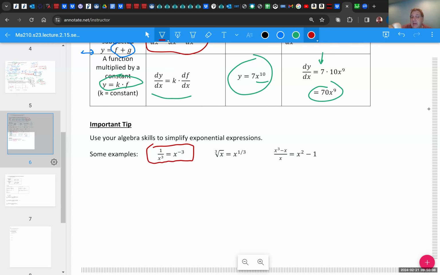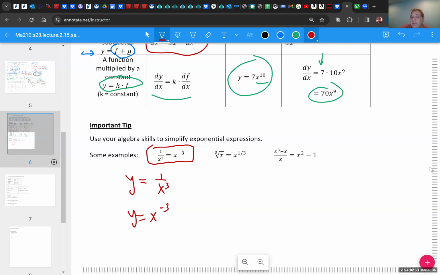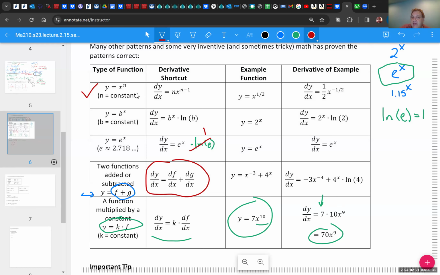You have to remember that an exponential in the denominator can be written as a negative exponent in the numerator. So if I had the function y equals 1 over x cubed, none of these rules apply for this fraction. However, if I know my algebra, I can write this as y equals x to the negative 3, then our first shortcut rule does apply. This is x to the n, and the derivative of x to the n is n x to the n minus 1, the one we just used a bunch of times. So you have to rewrite this using algebra.